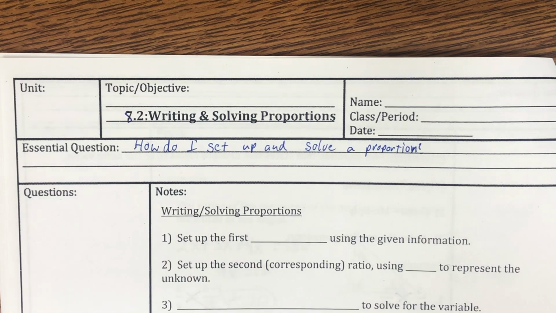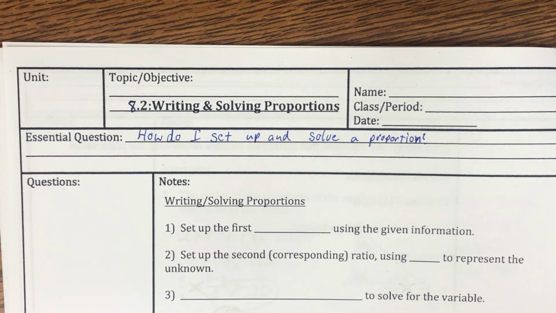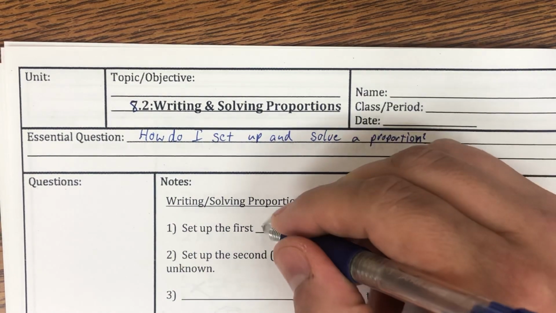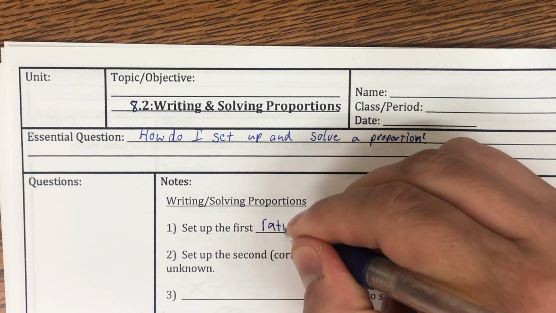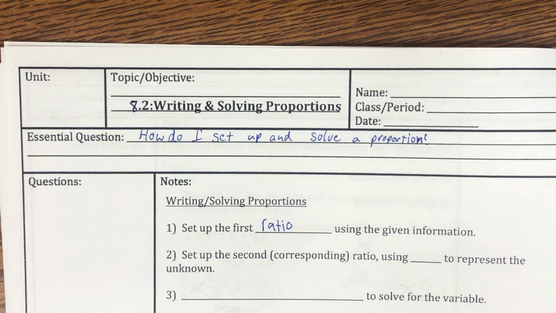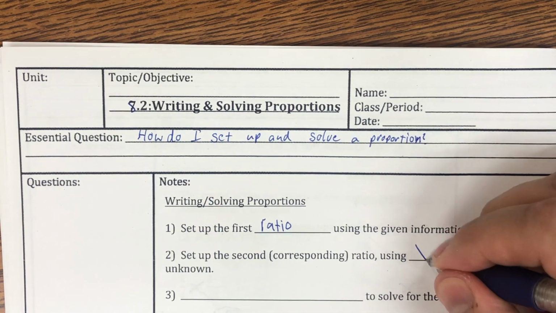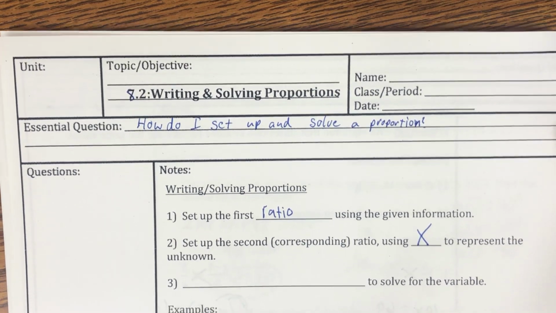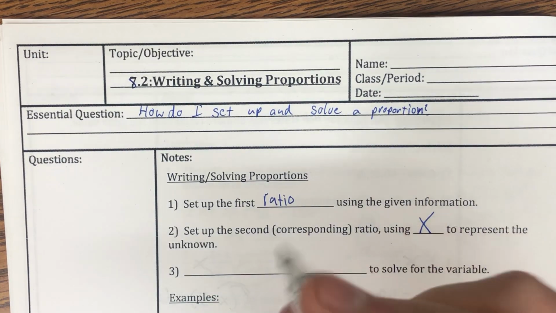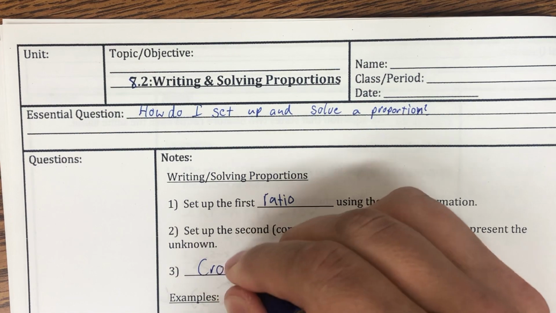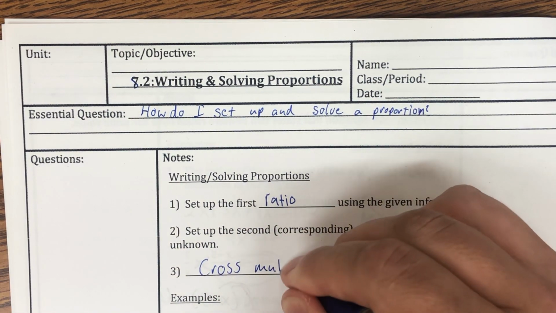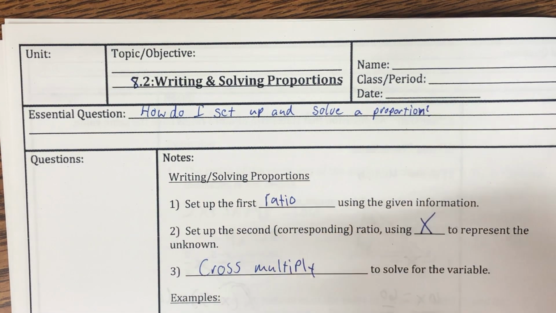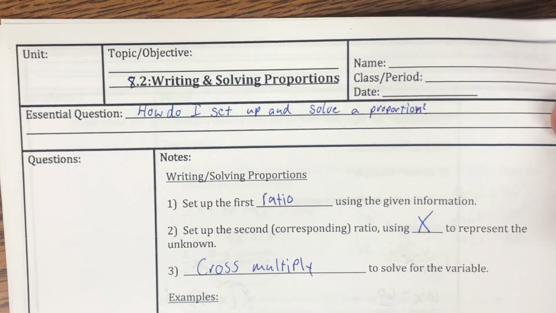All right, so the first thing we need to do is set up the first ratio using the given information. So we need to know two things. We'll then set up the corresponding ratio with our unknown. That will be our x value, y value, whatever variable you choose. And then from there, we will cross multiply to solve for the variable. So most of these are word problems. We gotta look for keywords.